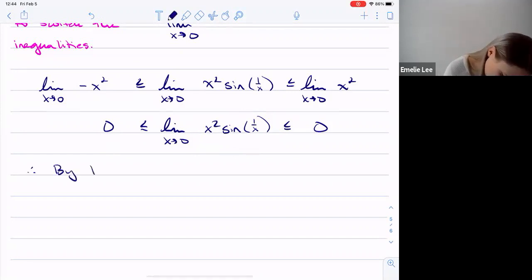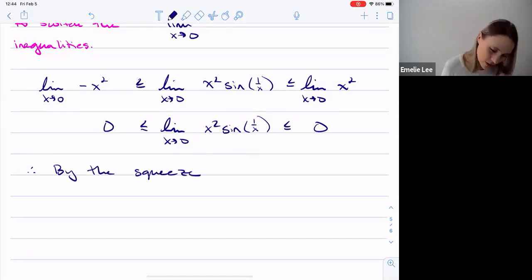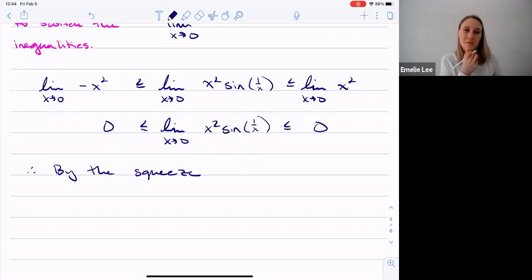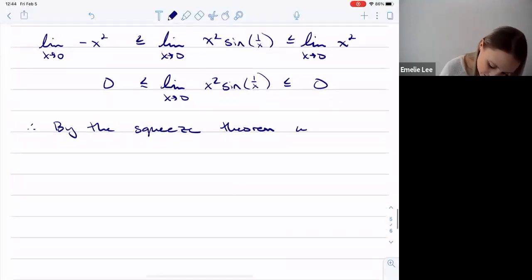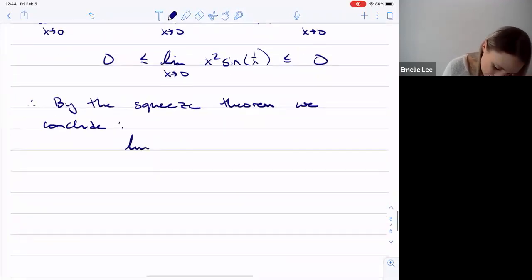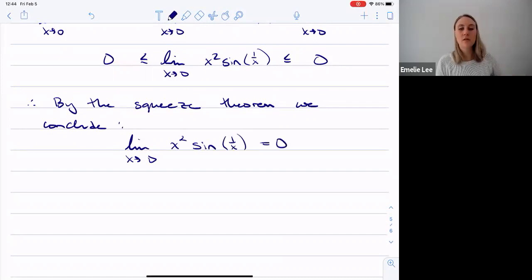Therefore, by the squeeze theorem, and you should say which theorem you're using, especially if it has a name like the squeeze theorem, we conclude that the limit as x goes to 0 of x squared times the sine of 1 over x must be equal to 0.